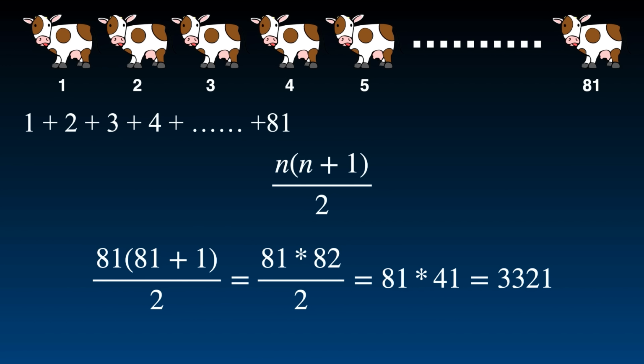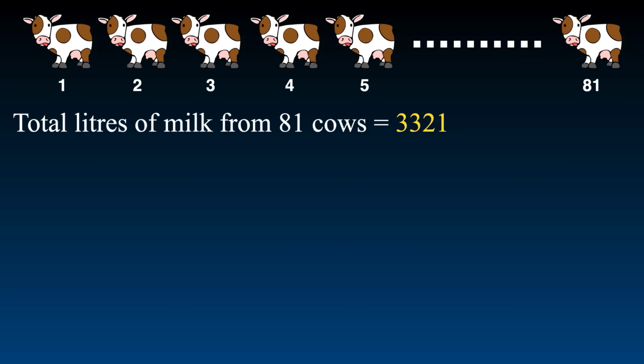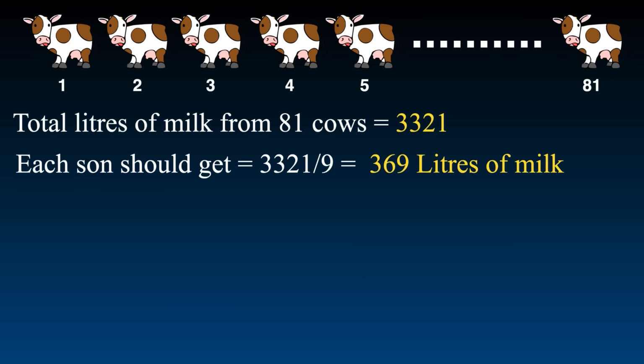Substituting the value of n, the equation becomes 81 times (81 plus 1) divided by 2, which is nothing but 81 times 82 divided by 2 equals 81 times 41, which is 3321. Thus total liters of milk from 81 cows is 3321. In the next step, find how much milk each son should get. So each son should get 3321 divided by 9, which is equal to 369. Thus each son should get 369 liters of milk.